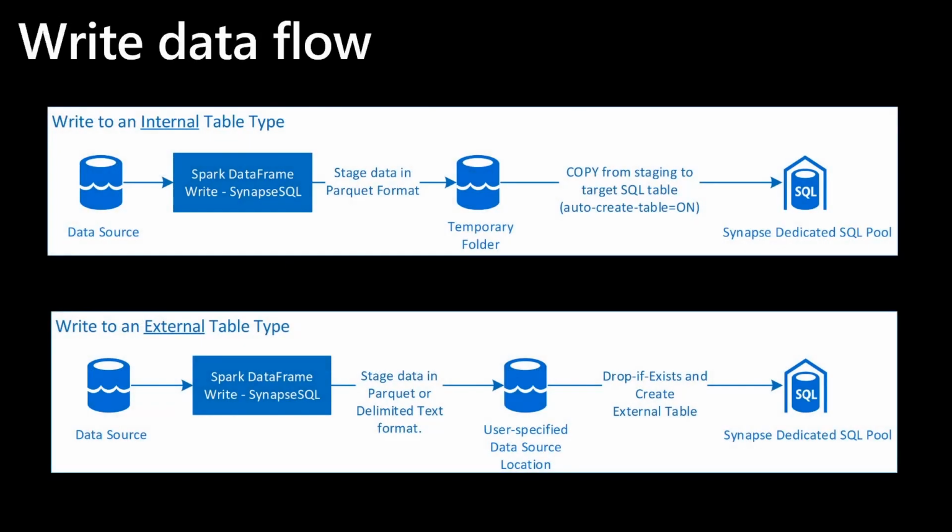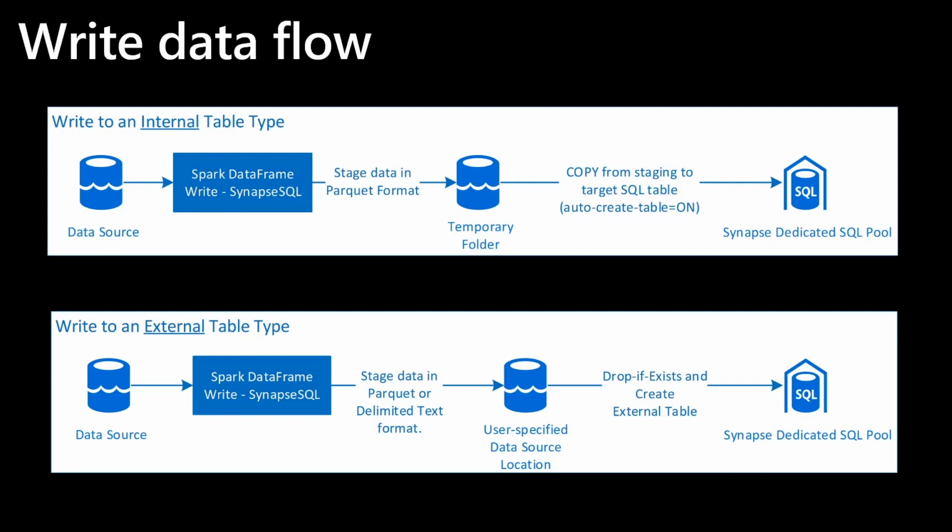Now, here is a high-level data flow. In case of an internal table type, data is first staged in Parquet format in a temporary folder, from where we use a copy SQL command to move the data into the target table's location. The copy command is more performant over the previous use of CETAS with CTAS approach.